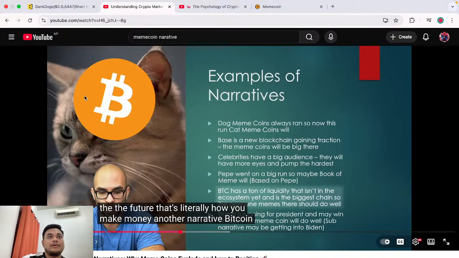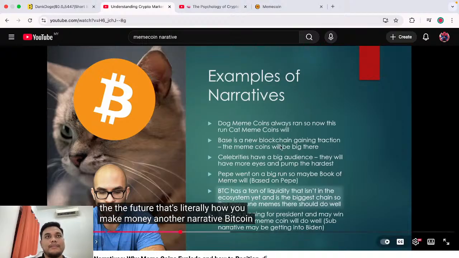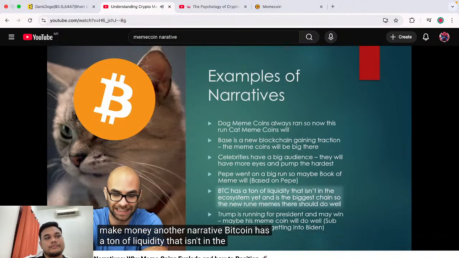This is what I've been saying just now. Basically, the narrative is not by accident, right? They are crafted, all these narratives. Coin has a ton of liquidity that isn't in the ecosystem yet.